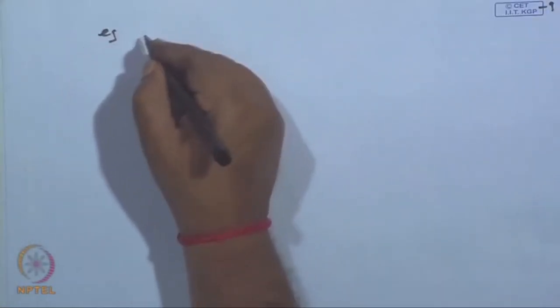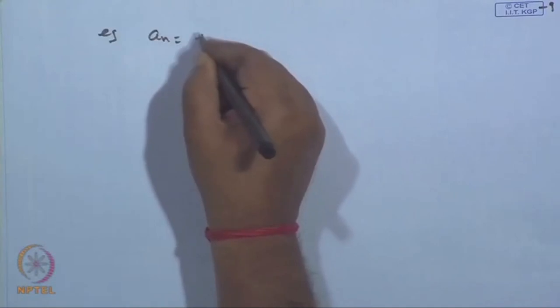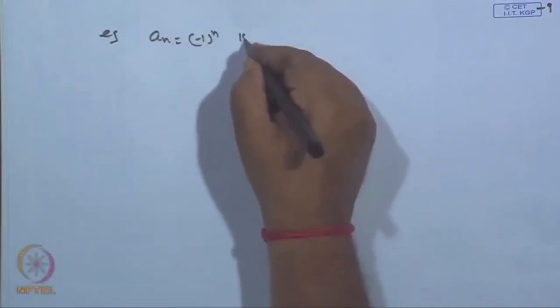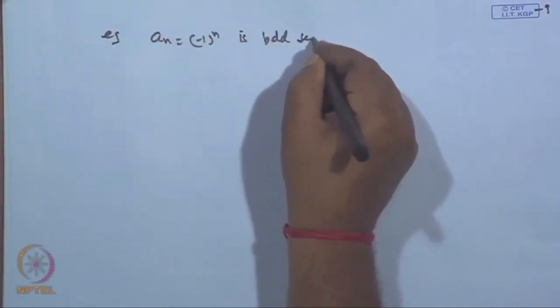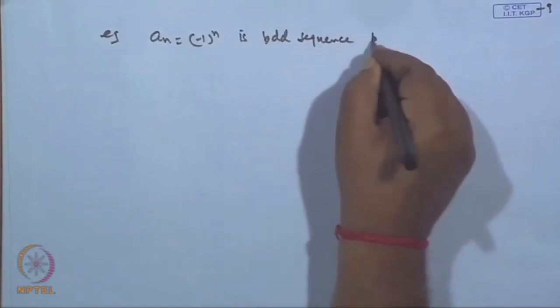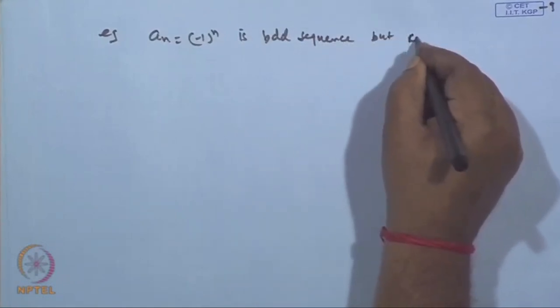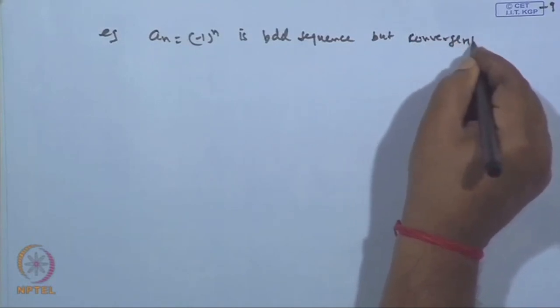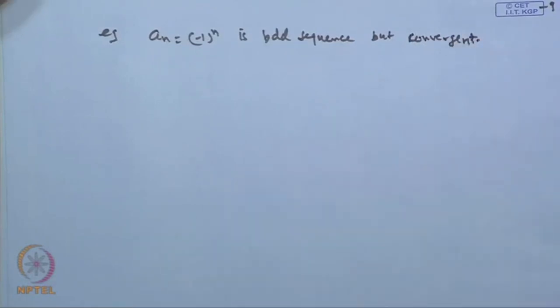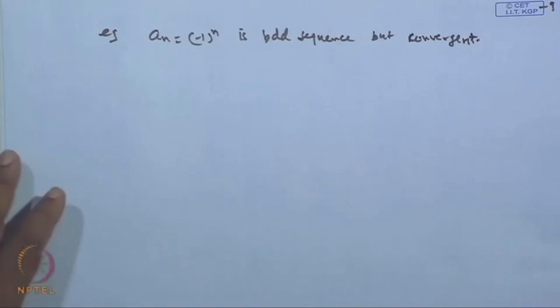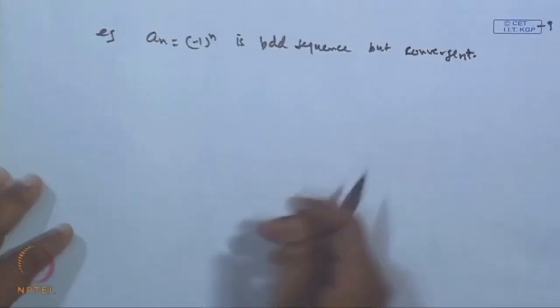Because, for example, if you take the sequence a_n equal to minus 1 to the power n, this is a bounded sequence but not convergent. Okay? So, we can get this clear. Now, the fundamental theorems of limits are the same as before, so we are not touching those things. Let us see a very important result.